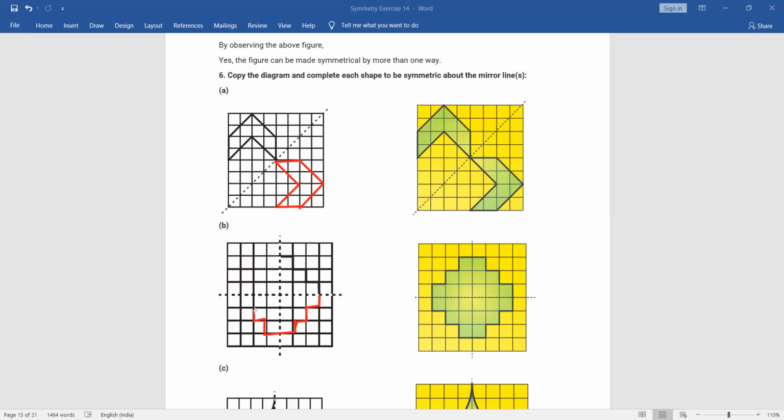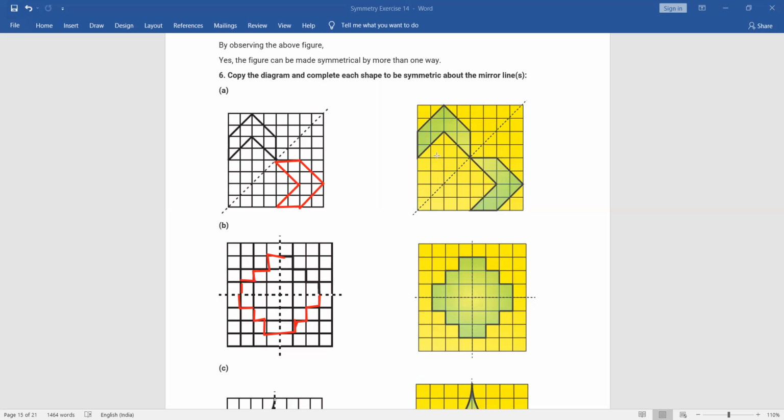Just see how I am completing it. The same way you will complete your figure. Step by step, just count. Count the number of blocks, where you have to go. The number of blocks you have to go. So like this, you can easily complete the diagram.